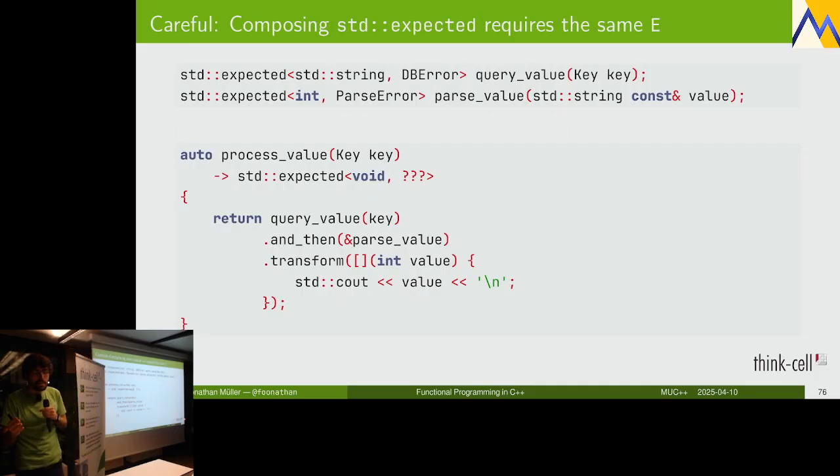The composition works great as long as you have the same error type. So suppose we've got a function query value that given a key returns a string or db error, and then parse value that given a string returns an int or parse error.